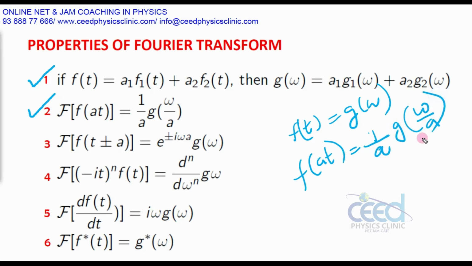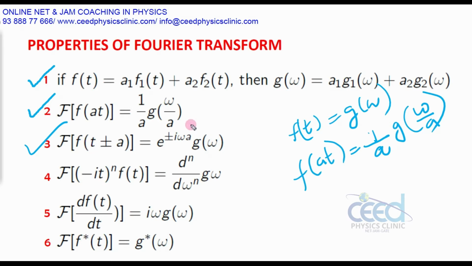Now the third property is, suppose instead of multiplying by a constant, you add or subtract a constant with this t. The Fourier transform of f of t is g of omega. Then if you add or subtract a constant a with the variable t, you get another term, e raised to plus or minus i omega a, into g of omega. Here g of omega is the Fourier transform of f of t.